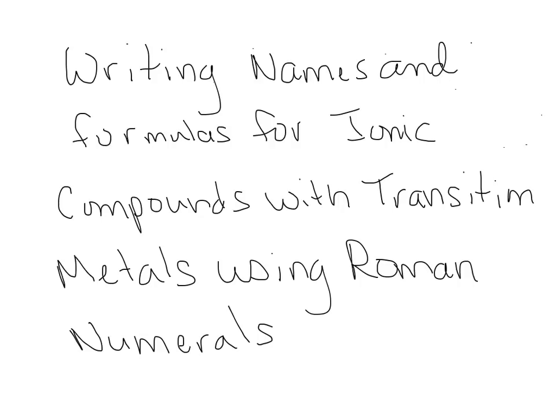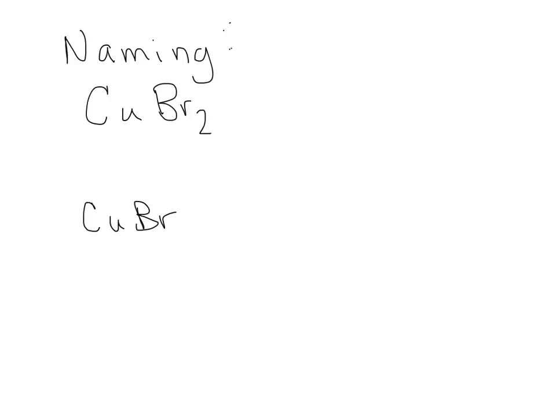Hi, this is Ms. Fuhr, and we're going to talk about writing names and formulas for ionic compounds with transition metals using Roman numerals. So far, we have written binary ionic compounds and compounds with polyatomic ions. But one of the things we've skipped is using the transition metals. Here's an example of an ionic compound with transition metals.